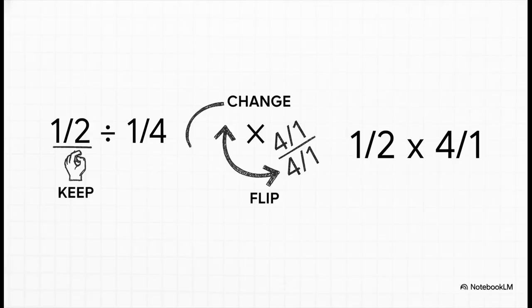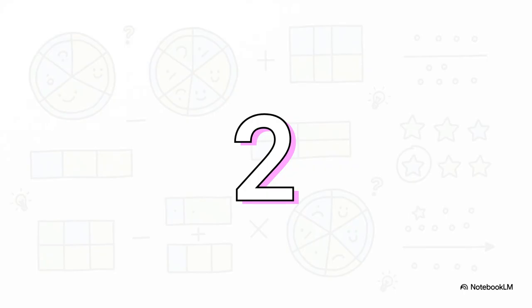We have 1/2 divided by 1/4. Okay, so we keep the 1/2. We change the division to multiplication, and we flip the 1/4 to become 4/1. And just like that, we're left with a simple multiplication problem. And the answer is 2. So how did we get there? Well, top times top is 4, bottom times bottom is 2. And 4 divided by 2 gives us our clean final answer. See, division is really just multiplication in a clever disguise.